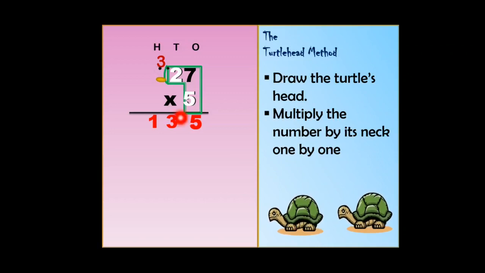So you can see we have got the answer. So when we multiply 27 with 5, we will get the answer as 135.